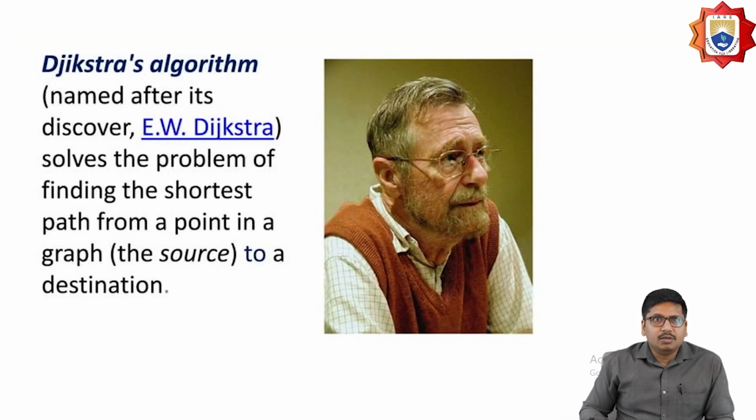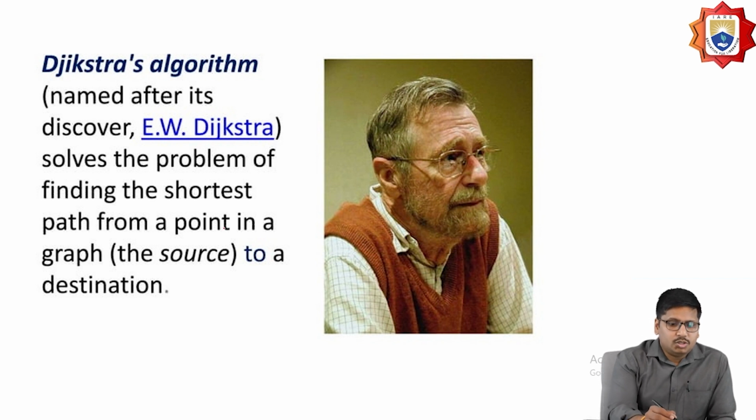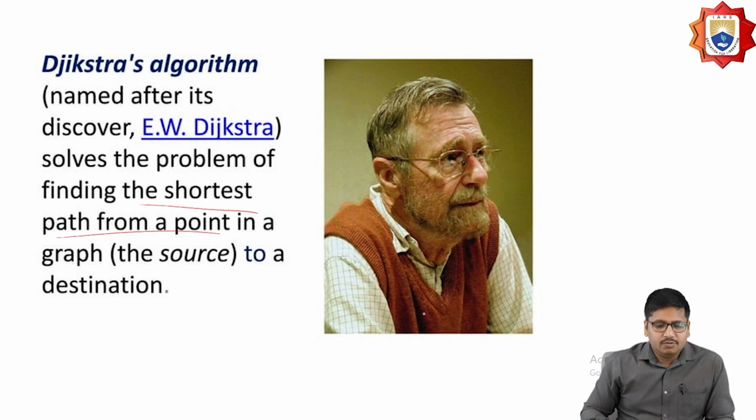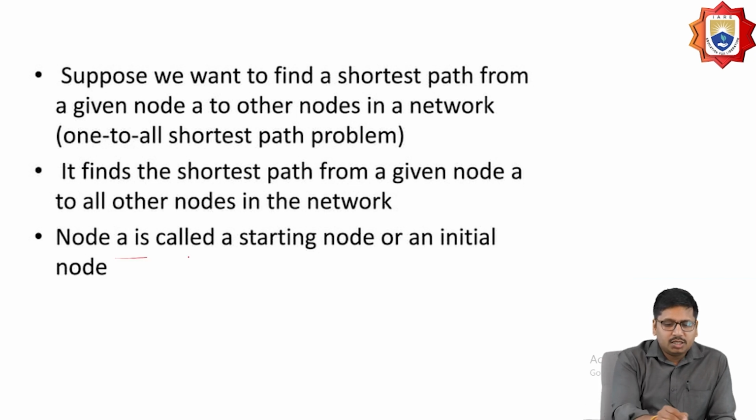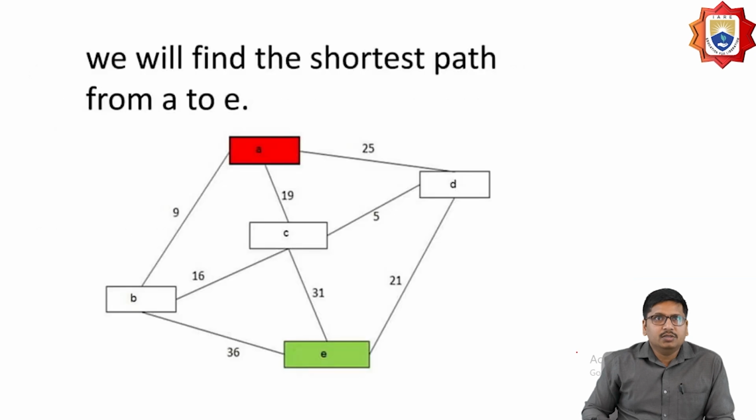So Dijkstra is the one who solved the shortest path from some source to a destination in a graph. It finds the shortest path from a single source to all the other destinations. Suppose I want to find the shortest path from a given node to other nodes in the network, that is the one-to-all shortest path, then Dijkstra's algorithm is implemented. Here a node is nothing but the starting or initial node, and we find the shortest path in the given graph.